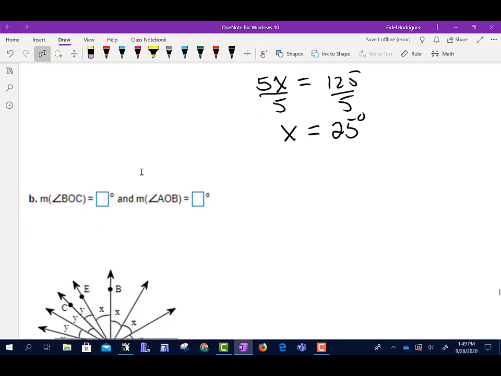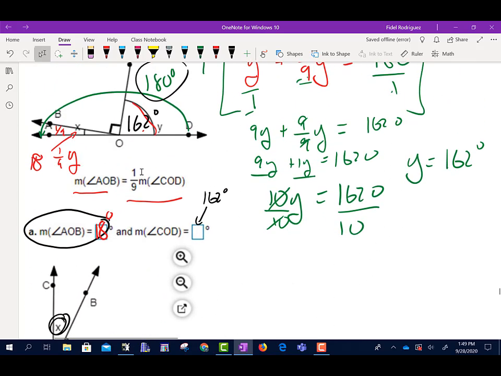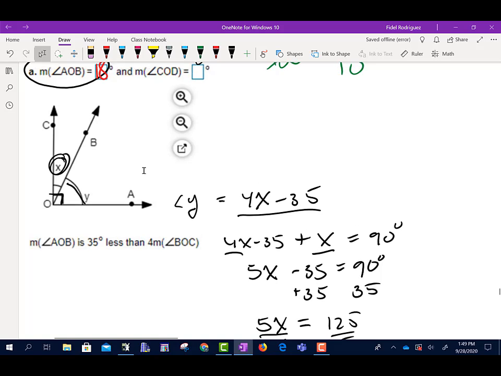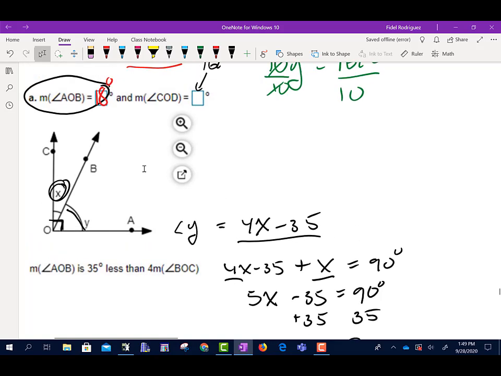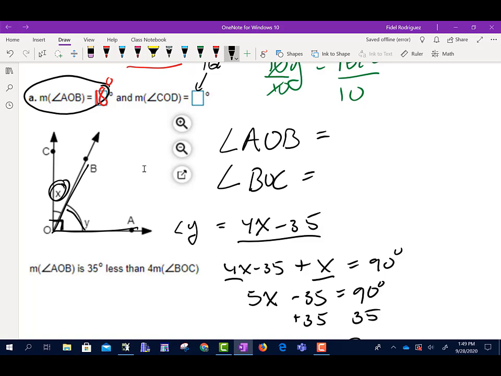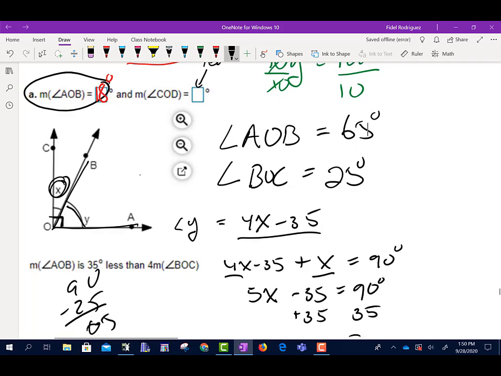So angle AOB, let me write it right here, angle AOB and angle BOC. So BOC is x, which we just found to be 25 degrees. So for the other one, we can say, what's 90 minus 25? And that should be 65 degrees. So we found them both.